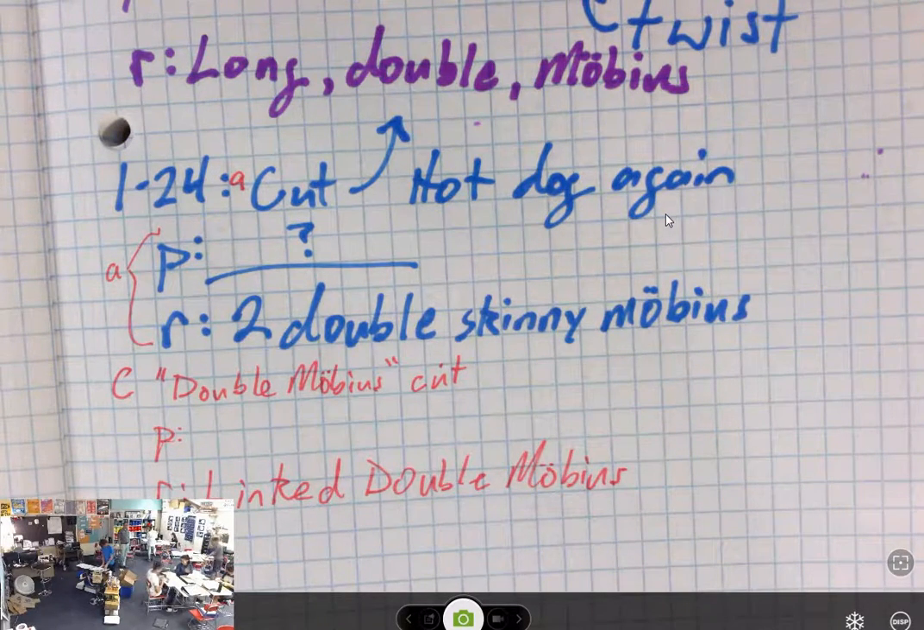So the next five minutes is just for you guys to either continue investigating the Mobius strips as far as you want to go, or just start working on your homework.